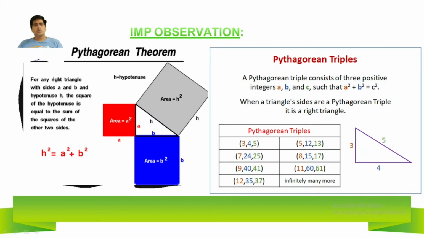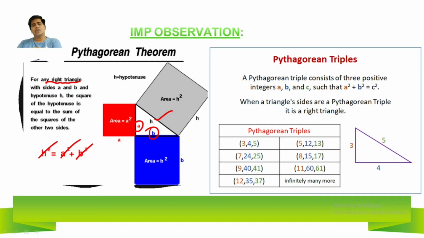Now, before solving the question, we should discuss the Pythagoras theorem as well as the Pythagoras triplet. So what is the Pythagoras theorem? The square of the hypotenuse is equal to the sum of squares of the other two sides. So h square is equal to a square plus b square. This is the Pythagoras theorem, and we can apply it in any right angle triangle.